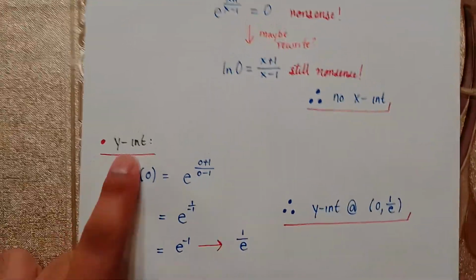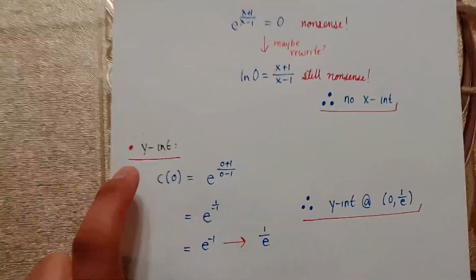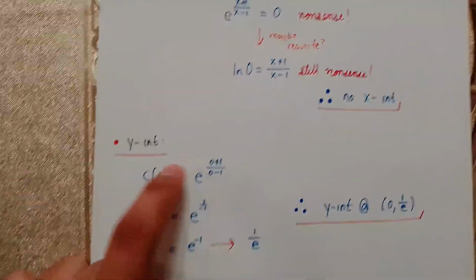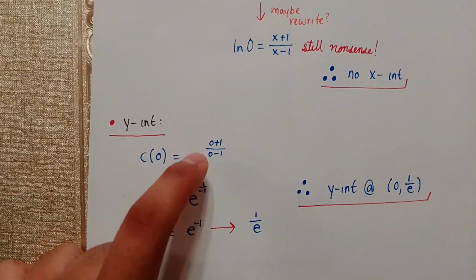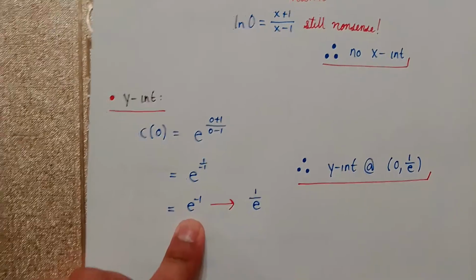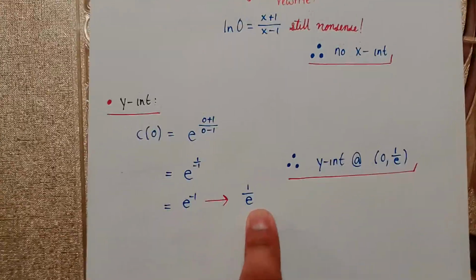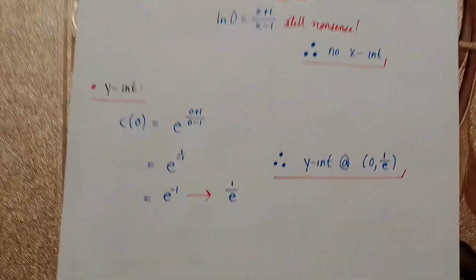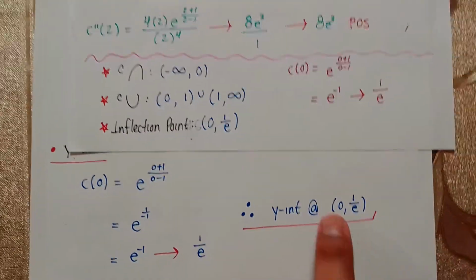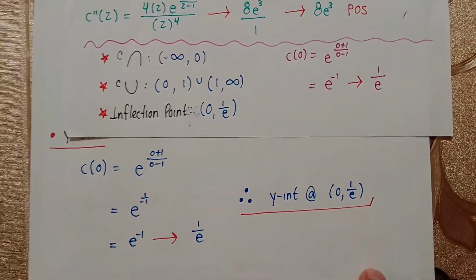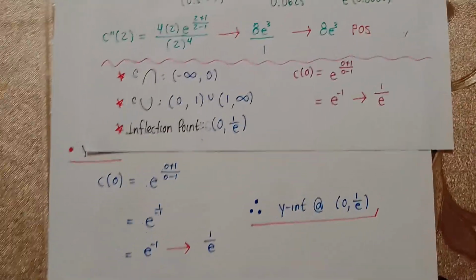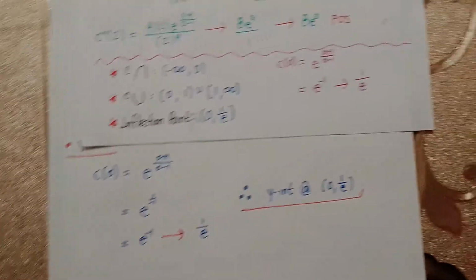Similarly, for the y intersection, we plug in a value of x equals 0 in our equation. We get 0 plus 1 over negative 1, which is e to the negative 1. Once you rewrite it, it's 1 over e. So same as our inflection point, it's going to be 0 comma 1 over e, which means that the same point that is going to flip our concavity is also at the y-axis.